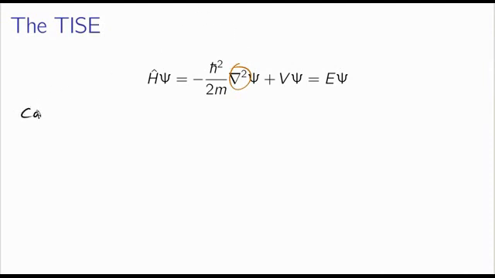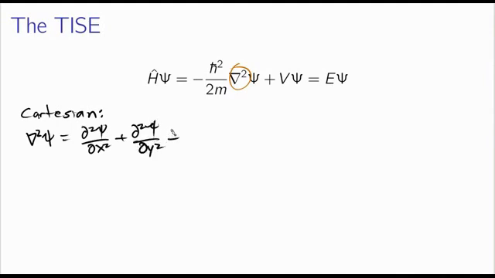Now, the really crucial part of this is the Laplacian, del squared. If I'm working in Cartesian coordinates, the Laplacian is relatively simple. Let me suppose that it's acting on a function psi, to keep the notation simple. Del squared psi is equal to the second derivative of psi with respect to x, plus the second derivative with respect to y, plus the second derivative with respect to z: the sum of the three second derivatives of psi with respect to the three Cartesian coordinates.